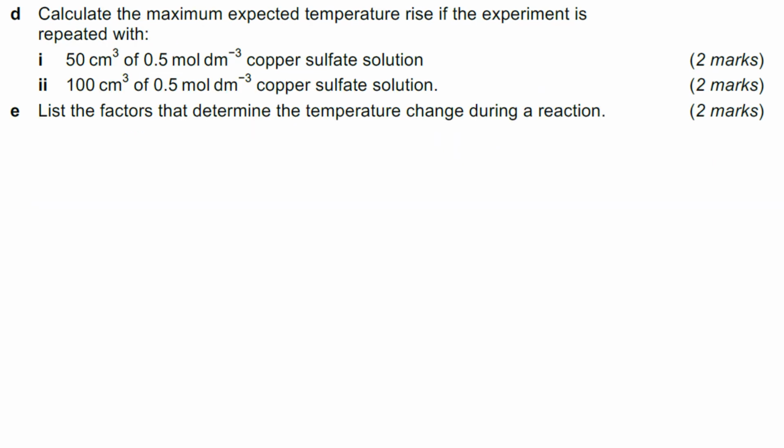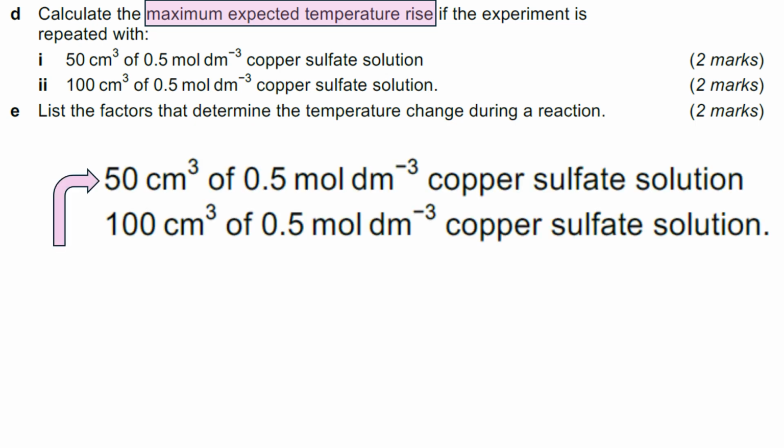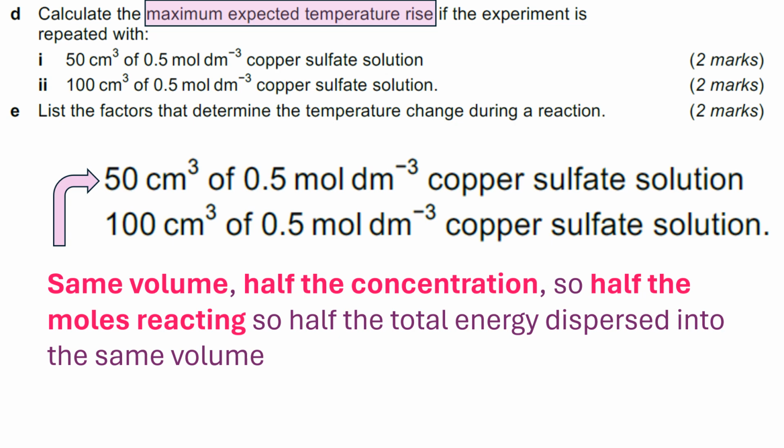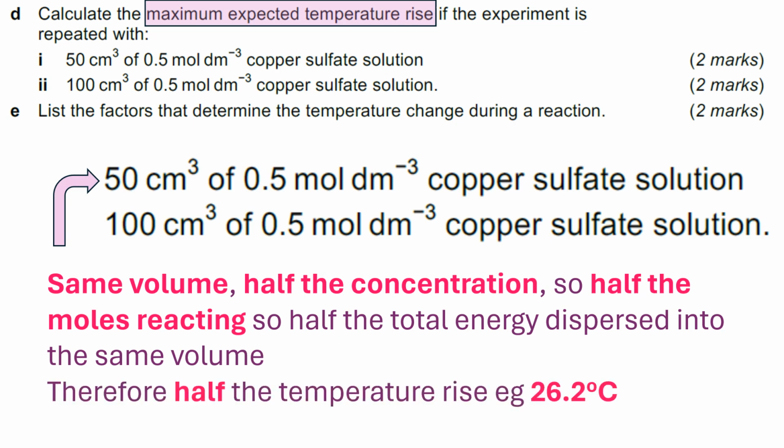So the next part of the question is calculate the maximum expected temperature rise if the experiment is repeated with these two different arrangements. So you need to look at the volume and the concentration. So let's have a look. If we take the first one, what's happening is you have the same volume but half the concentration. So half the moles reacting, so half the total energy is dispersed into the same volume. So you therefore get half the temperature rise. So that's 26.2 this time.